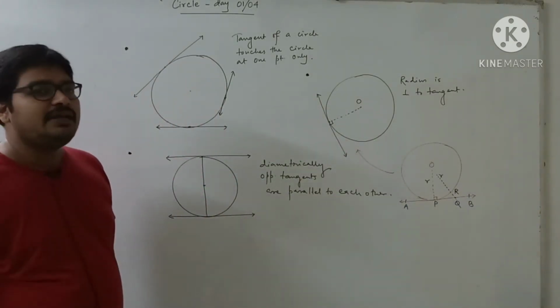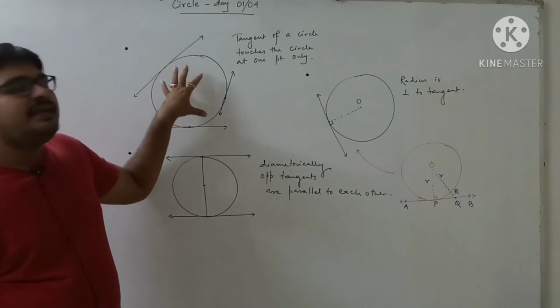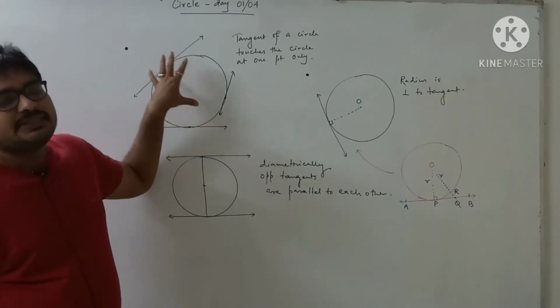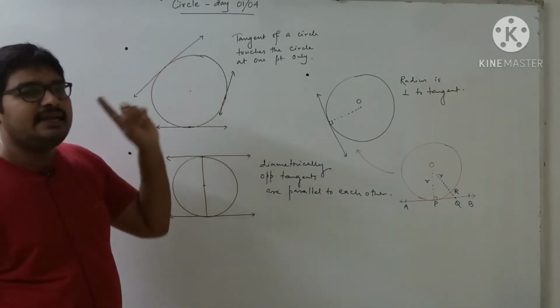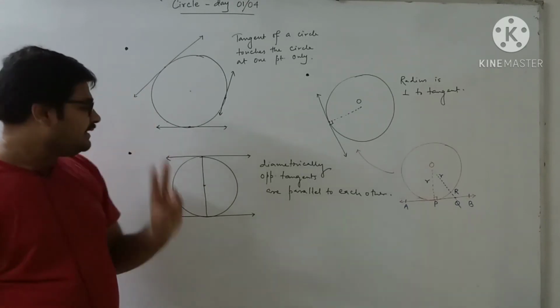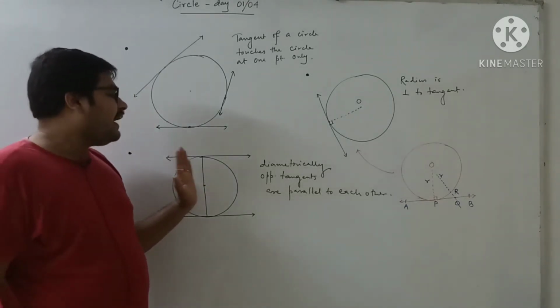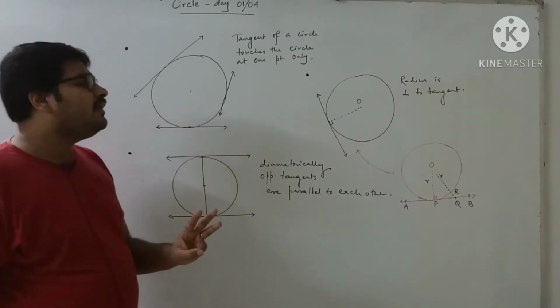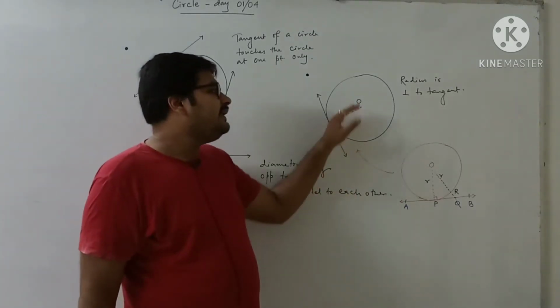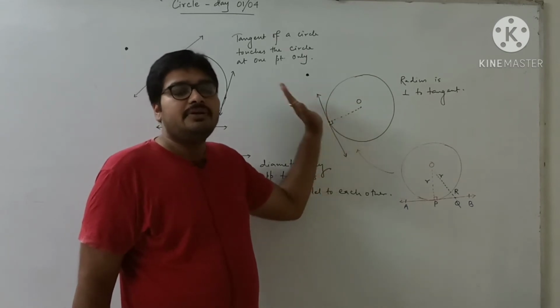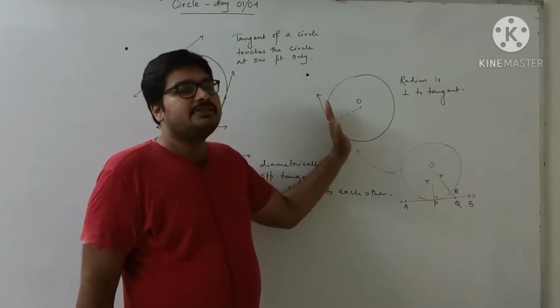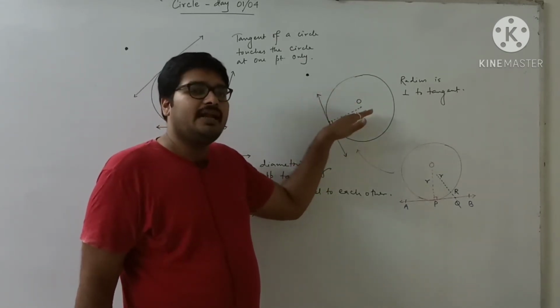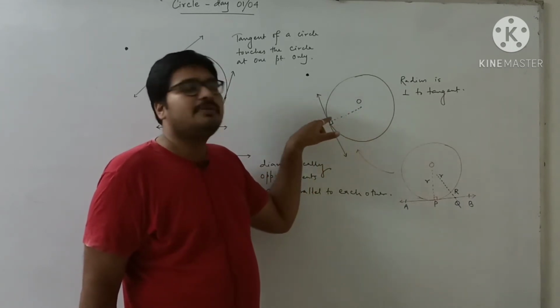So what are the things we have learned here? There are infinite numbers of tangents which you can draw to a circle, and a tangent touches the circle at one point only. Second, diametrically opposite tangents are parallel to each other. Third, the radius is always perpendicular to the tangent, because the radius is that particular line which is the shortest distance from the center to the tangent.